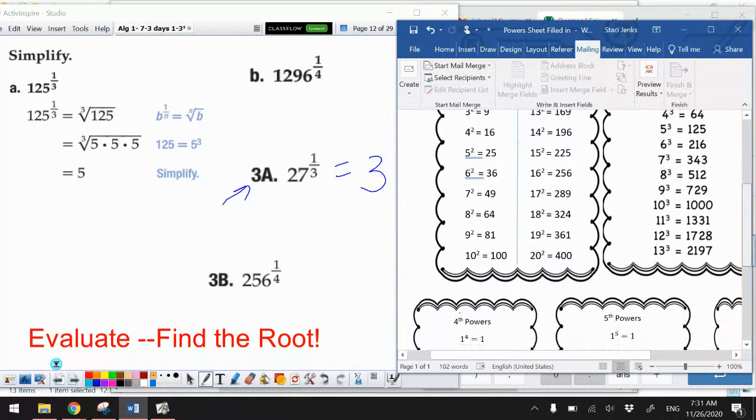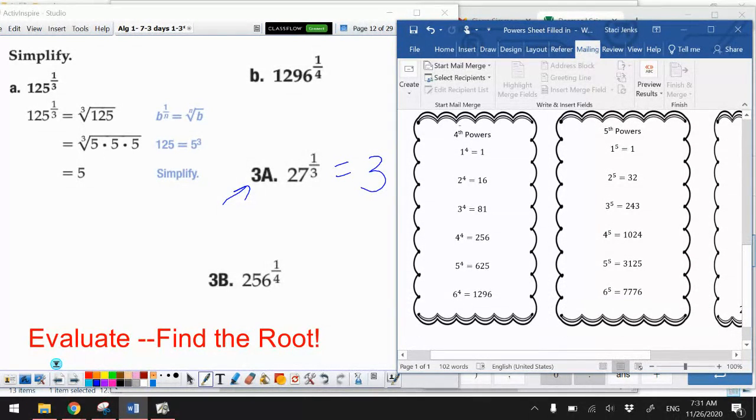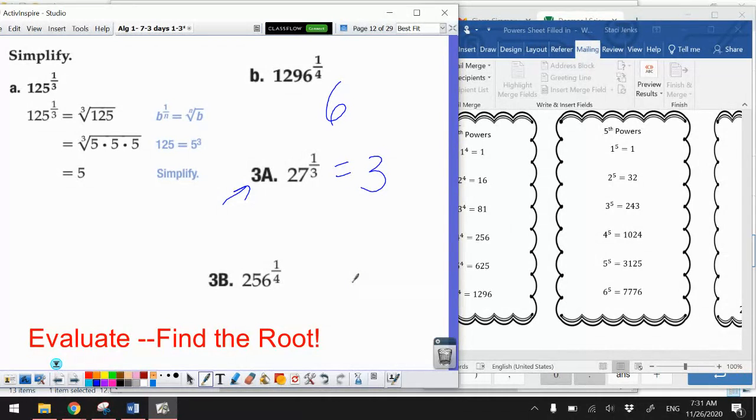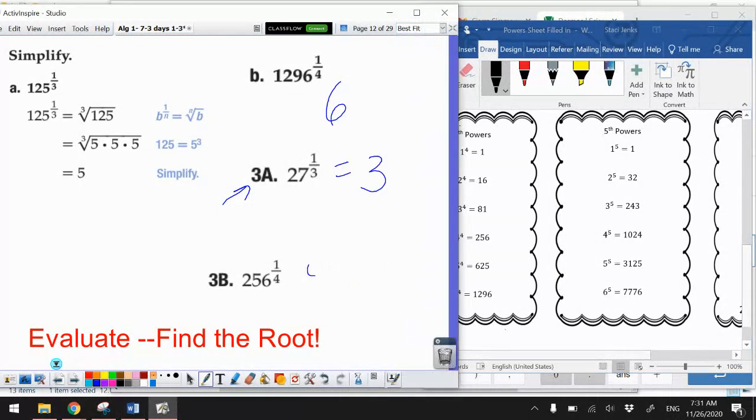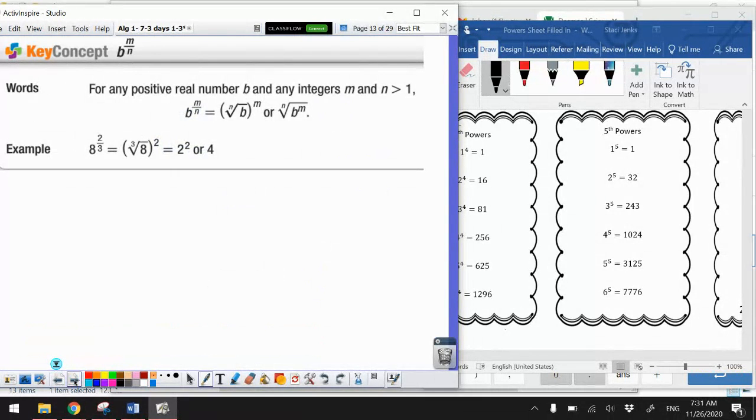The first number I'm looking for in my 4s is 1296. Well, 1296 is down here at the bottom. What's the base number? Yeah, it's 6. And then what about 256? 256, the base number is a 4. And I didn't need a calculator. I didn't have to type anything in. I just used my power sheet and looked for the coefficient that is attached to that power.